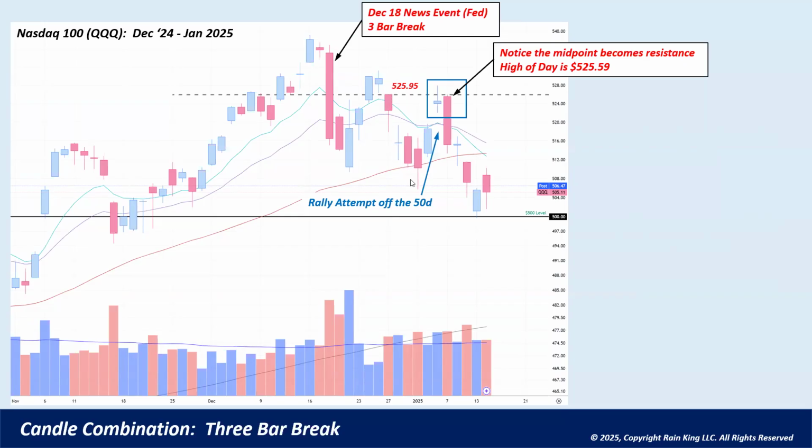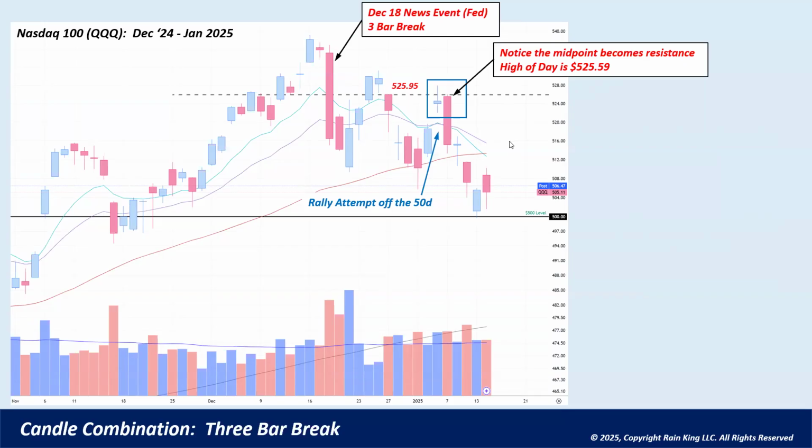And now here we are again, starting the new year right off the 50-day. Then we rally right up into this midpoint again, push through it a little bit, but then close down on the 6th. And the next day, on the 7th of January, we have this failed wick setup right up against that line. The high that day was 525.99. It doesn't get much closer than that. And then it just started to go down.